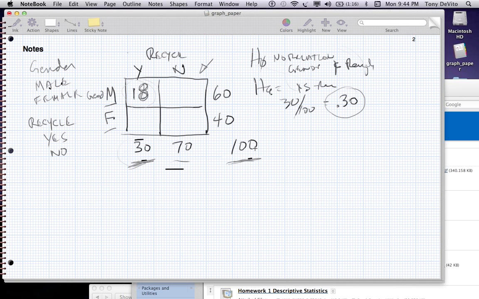30% of the population is recyclers, right? That's a total number out of 100 that are recyclers, 30% of them recycle. 30% of the 60 males is 18. If it's true that 30% of the population recycles, we'd expect 30% of these 60 males to recycle. So that's going to be an 18. How about females? How many females will we expect to be recyclers if there's 40 females in this sample?